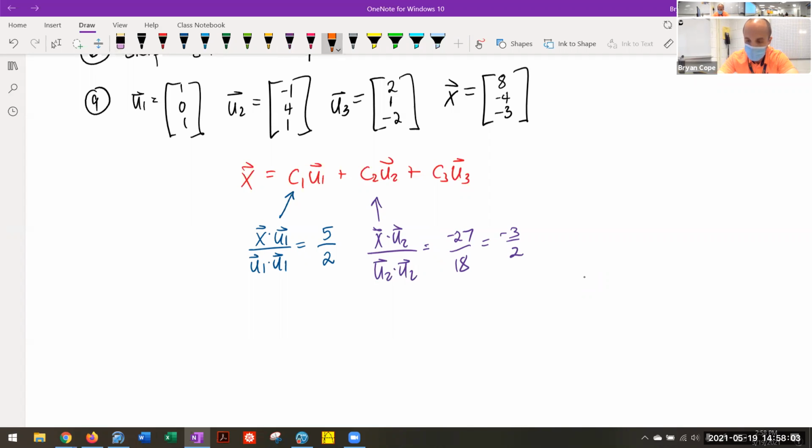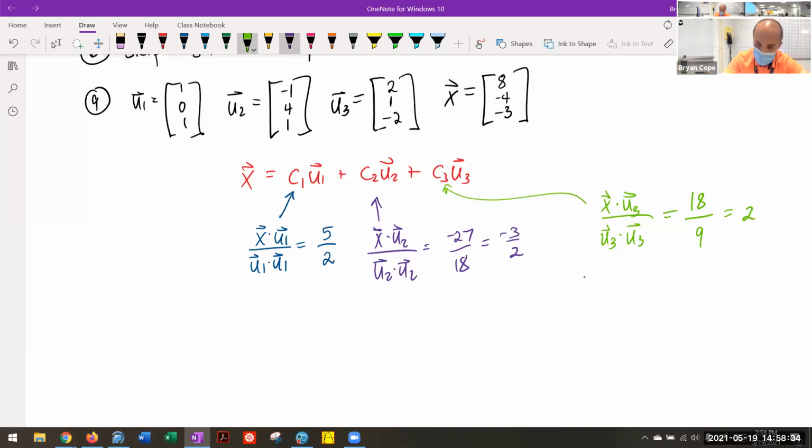And then we'll go green. So for C3, we're going to do x dot U3 over U3 dot U3. Okay, x dot U3: 16 plus -4 is 12, plus 6 is 18. So 18 on top. And then 4 plus 1 plus 4 is 9. So this gives me 2. All right, so my claim is that C1 is 5/2, C2 is -3/2, and C3 is 2.